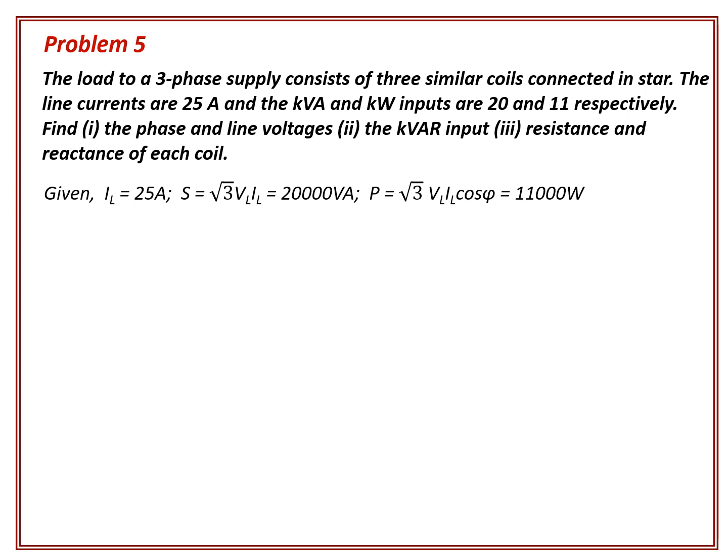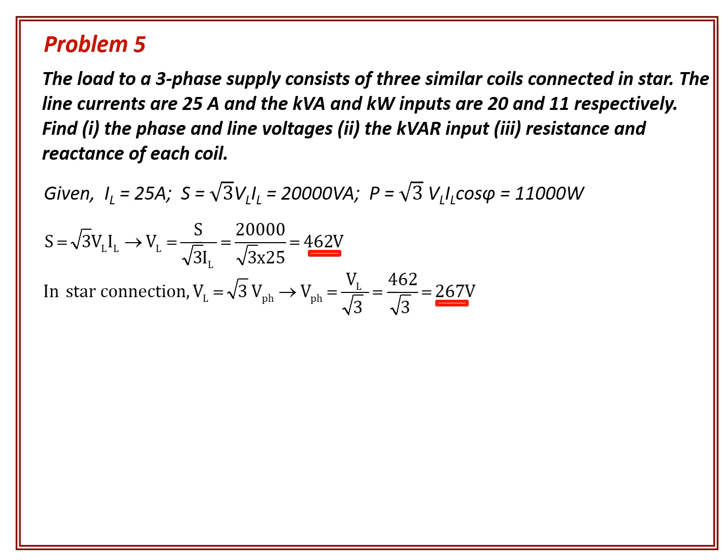The kW input is given as 11 kW. kW is the unit of active power. The equation of active power is root 3 VL IL cos phi. So root 3 VL IL cos phi is equal to 11 kW or 11,000 watts. Since IL is given, from the equation of S, apparent power, we can calculate VL. S equal to root 3 VL IL, and from the equation VL is equal to S by root 3 IL. Substituting S as 20,000 and IL as 25, we get line voltage VL equal to 462 volts.